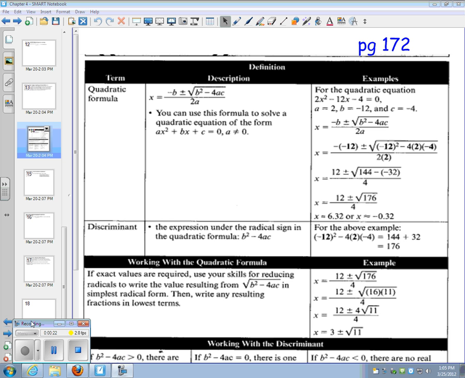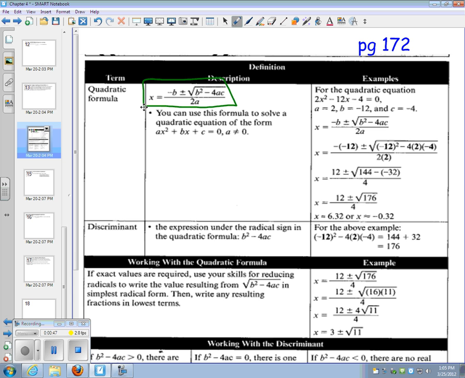In the next video, I will show you how the quadratic formula was created or how to prove it, which you will have to do on the exam. But right now, we're just going to learn how to use it. So this is the quadratic formula right here. We're on page 172 if you want to follow along. It's x, or the roots, are equal to negative b plus or minus the square root of b squared minus 4ac all divided by 2a.